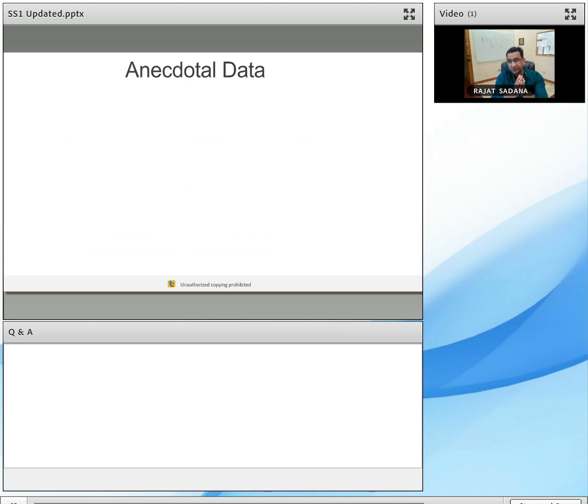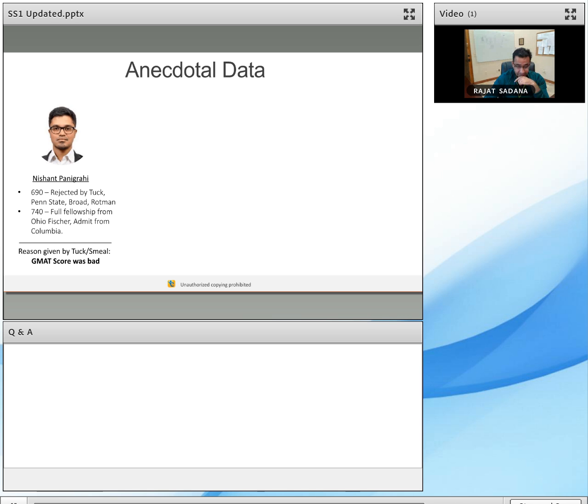Now, this was some statistical data. Now I'm going to show you some anecdotal data from our students. At e-GMAT, we've had about 40,000 students in the past 5 years or so, and we get a lot of scholarship data. In a typical year, our students get about $25 million worth of fellowships and scholarships overall.